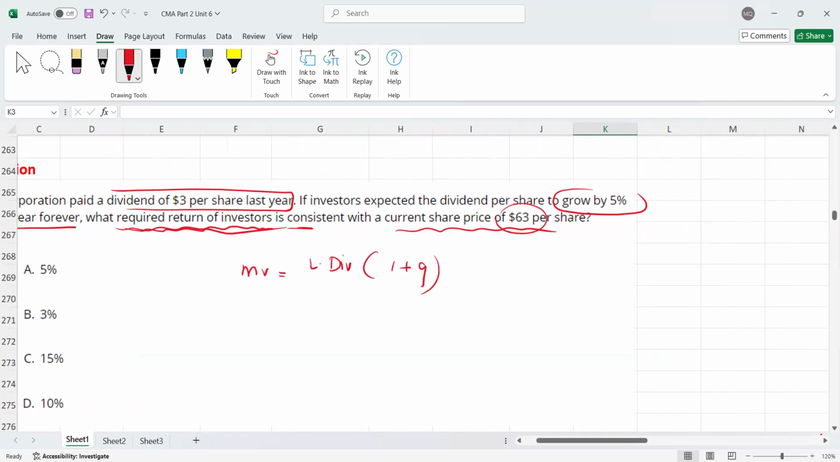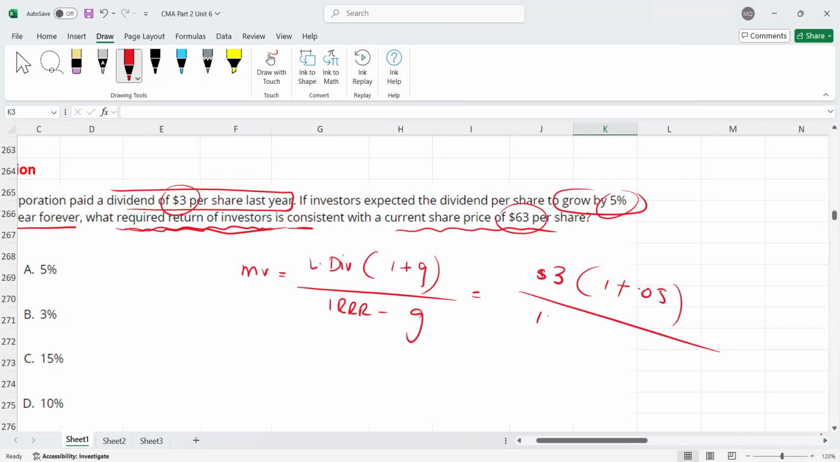This is last year's dividend divided by the investor's required rate of return minus growth. This is the formula. Look at the data given and just write it down. We have a dividend: last year's dividend is $3, $3 times 1 plus growth. Growth is 5%, so 0.05.